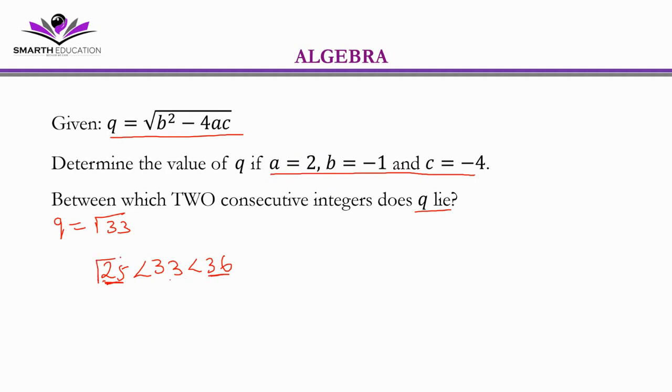Then you square root everything, all the numbers, and then you get that 5 is less than square root of 33, but square root of 33 is less than 6. So q, this is q. So we can say q is greater than 5 but less than 6. So it is between, q is between 5 and 6.